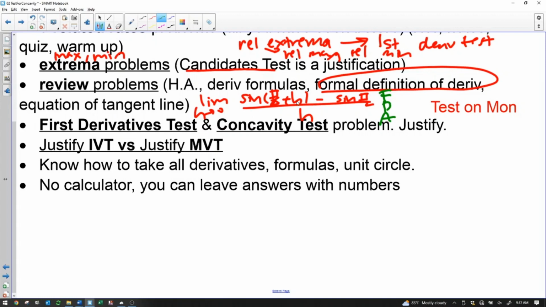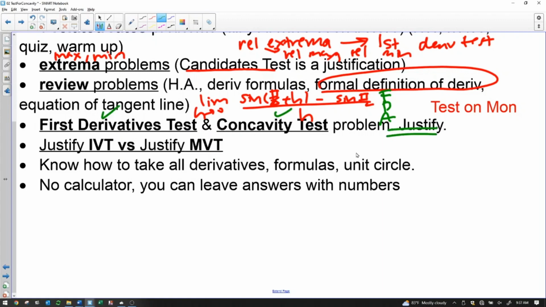Some of these problems, if you review them, will take you 5 minutes. You'll get it right on the test. Some of you are not reviewing. The first derivative test is what we did yesterday. The concavity test is what we're doing today. Those will be on the test.